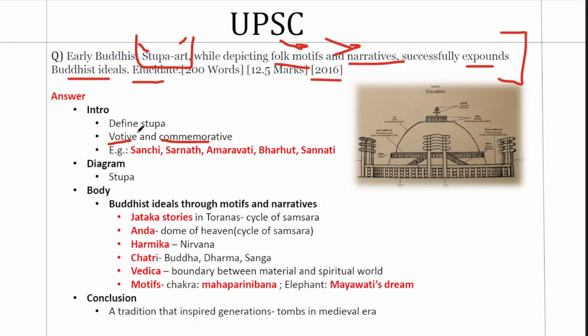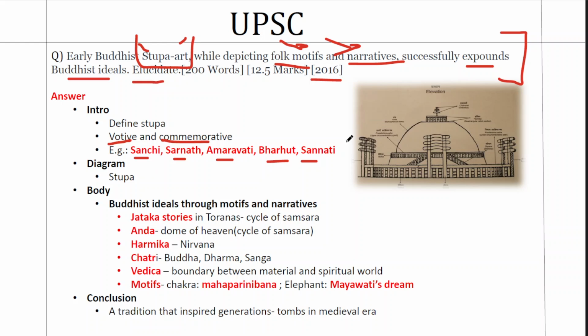We'll define it, give the different types of it, and then give some examples in the introduction. That would be Sanchi, Sarnath, Amravati, Barhut and Sannati. These are the famous stupas in India. Maybe you can give it as a flowchart as well, or as examples in the introduction. Now we'll give a diagram here.